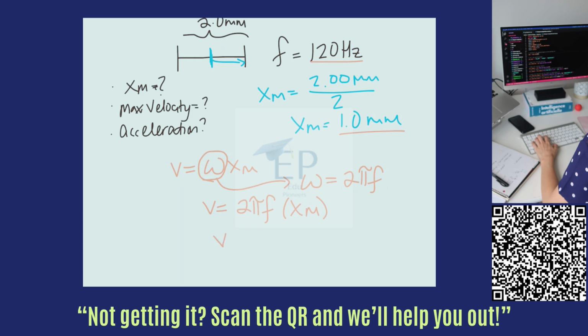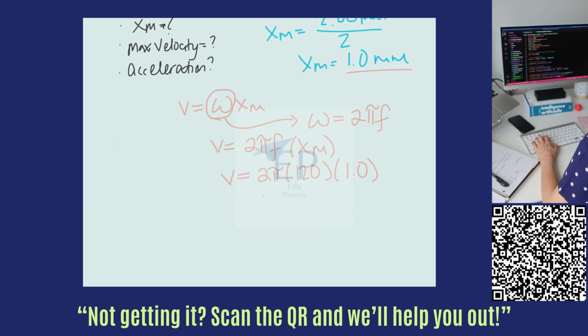So when we plug in our terms, we have velocity equals 2 pi times 120 times 1. And when we solve for that, we get velocity equals 753 millimeters per second, which is an awkward term, so we should just go ahead and switch that into 0.75 meters per second. So that is our final, or our maximum velocity.